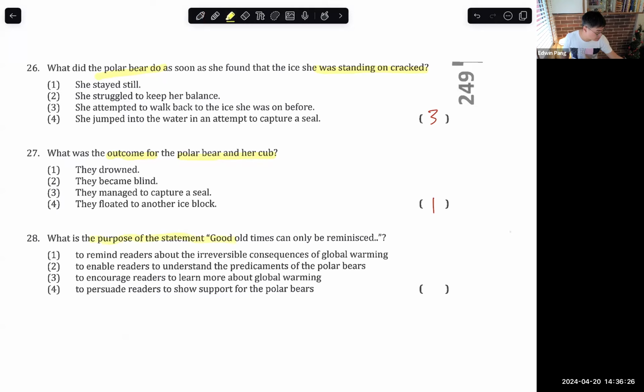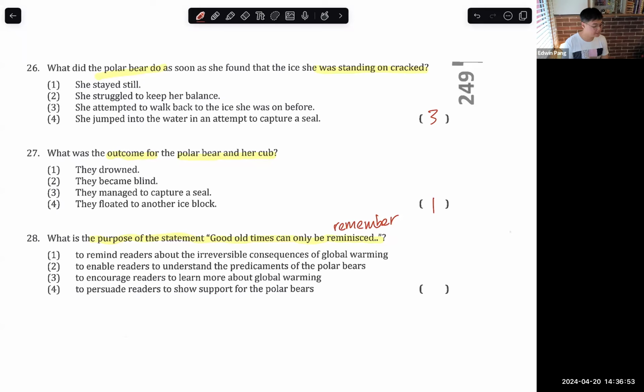Finally, what's the purpose of the statement? Good old times can only be reminisced. Reminisce means to remember. It comes from the word remember. Okay? Reminisce, as you can see from the spelling SC, right? SC, yeah. It usually has a French kind of a source or root word. If it begins or has the word SC somewhere in it, either Latin or French in origin, okay? So this word reminisce simply means to remember.